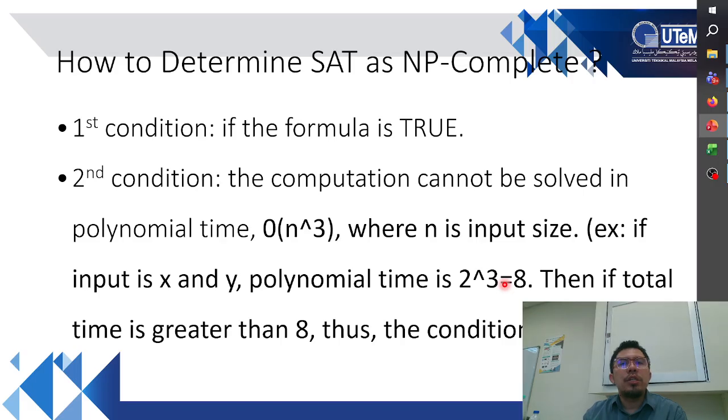The first condition: the formula must be true, so at least one output is 1. Second condition: the computation cannot be solved in polynomial time, which is O(n^3), where n is the input size. So if the input is 2, the polynomial time is 2 power of 3, equal to 8. If the total time is greater than 8, then condition 2 is met.